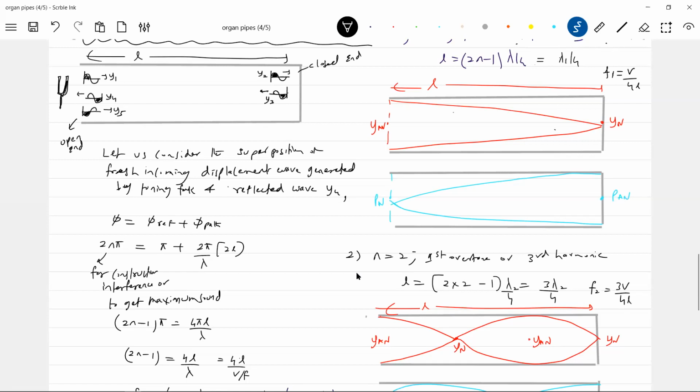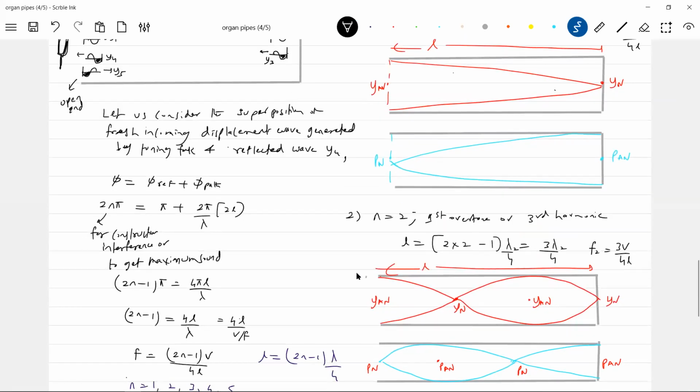Why are we calling it the third harmonic? You can see, first, third, like this we got it. V by 4L, 3V by 4L. What is V? Speed of sound in the organ pipe. It depends upon the medium, temperature, and all the other things, like sound wave propagation, what we had.